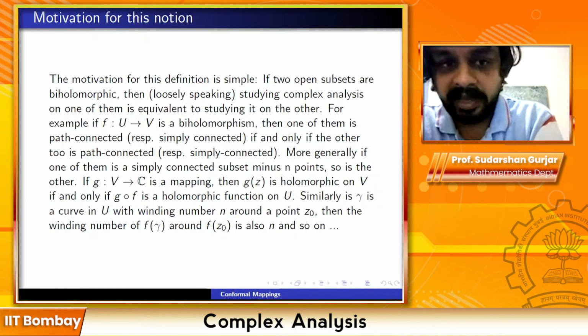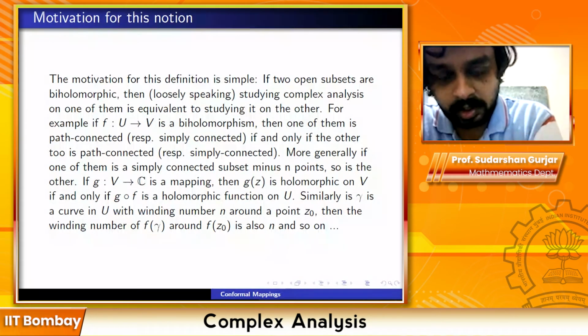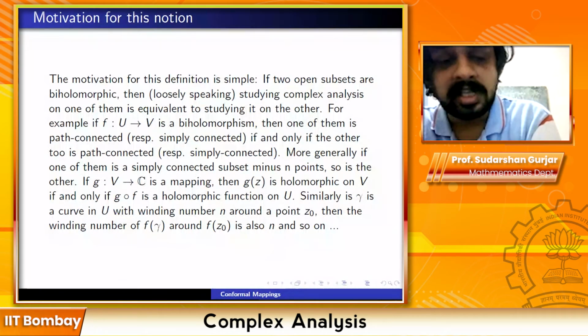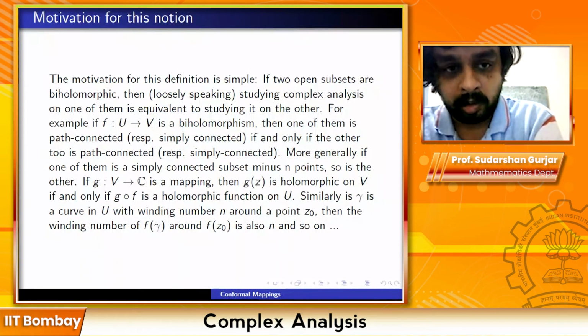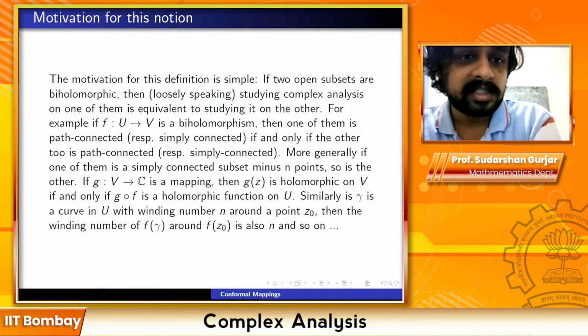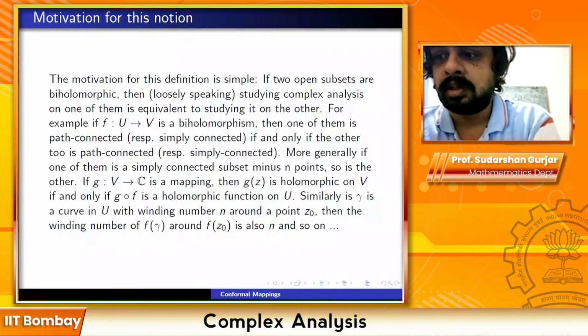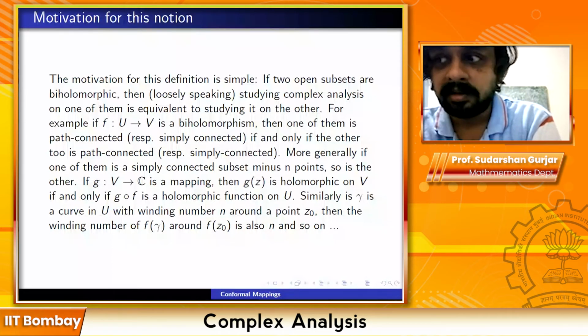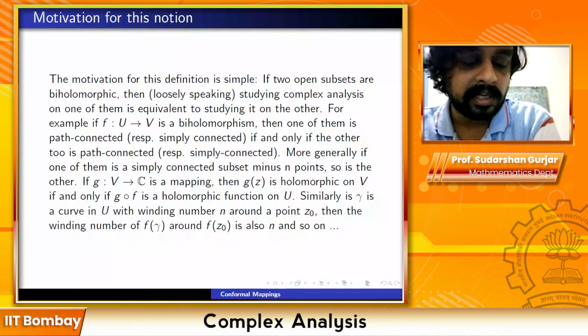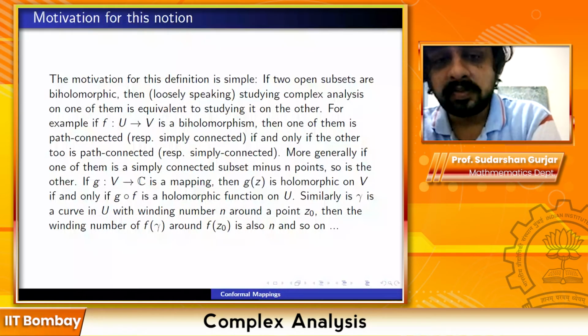So in every possible way that you can think of, essentially, complex analysis on U and complex analysis on V is the same. So if you want to study complex analysis on an open set, you can replace that open set by something else which is biholomorphic to it and study complex analysis on that. So this is the advantage of this notion. Otherwise, you will have far too many open subsets of C to consider, studying complex analysis on each of them. Instead of that, you can just replace your open set by something biholomorphic.